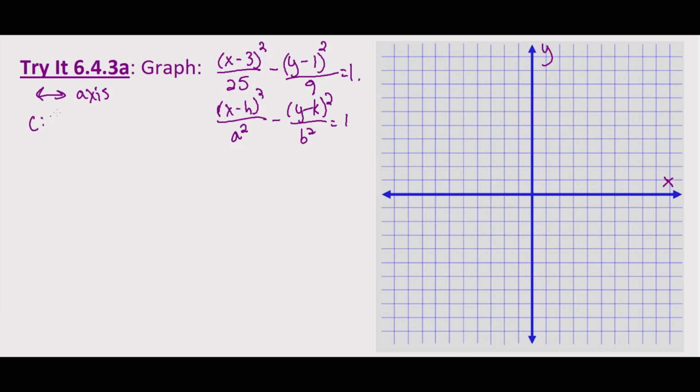Now we know our center is at (h, k), which in this case is negative 3, 1. Or excuse me, 3, 1. X minus h, h is 3. Y minus k, k is 1.